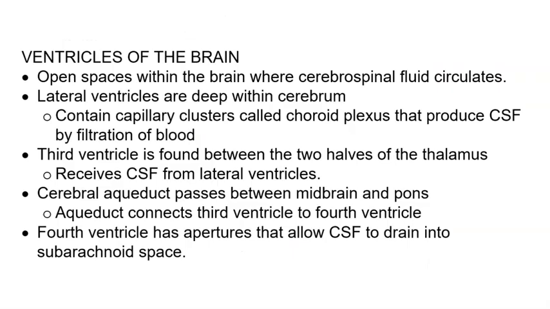So from the third ventricle, we have a small canal or channel called the cerebral aqueduct that passes between the midbrain and the pons. So it passes through the diencephalon and into the brainstem. And the cerebral aqueduct connects the third ventricle to a structure that's located in the brainstem called the fourth ventricle. And the fourth ventricle we see is essentially located near the pons and the medulla. And that fourth ventricle has little openings in it called apertures, and those apertures allow the cerebrospinal fluid to drain into the subarachnoid space.